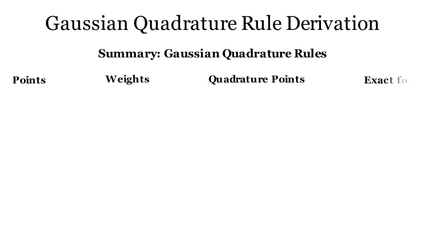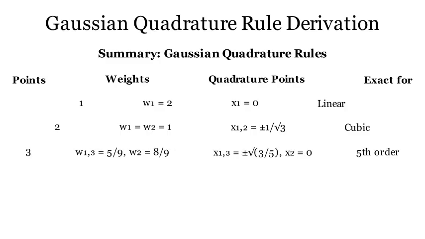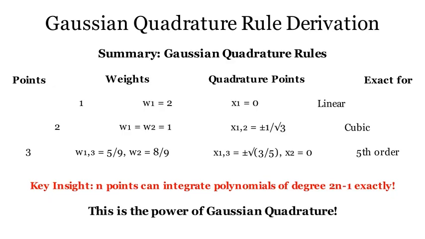To summarize, the 1-point Gauss rule is able to exactly integrate up to linears, and the corresponding weights and quadrature points are given here. Similarly, the 2-point Gauss rule is exact for cubic, and the 3-point Gauss rule is exact up to 5th order. So any n-point Gauss rule can exactly integrate polynomials of up to degree 2n minus 1.